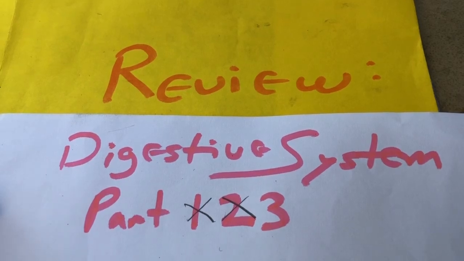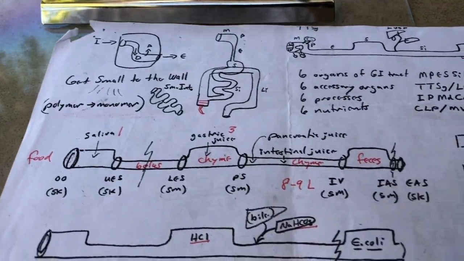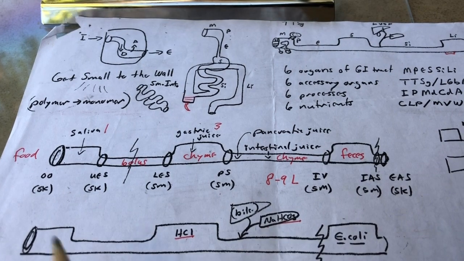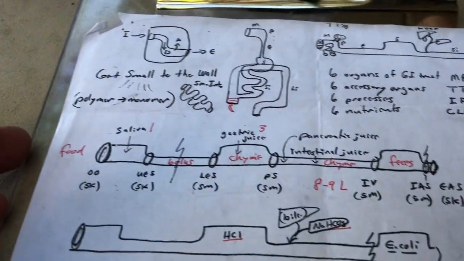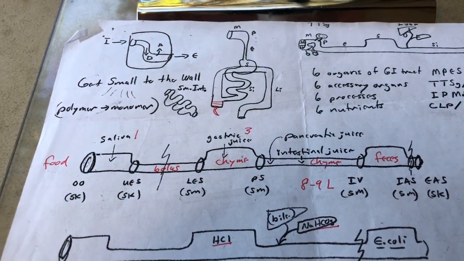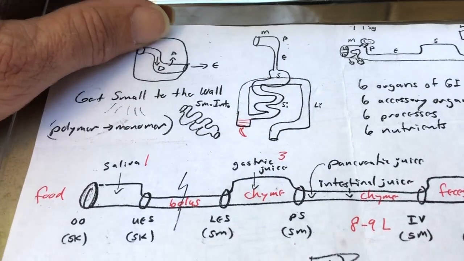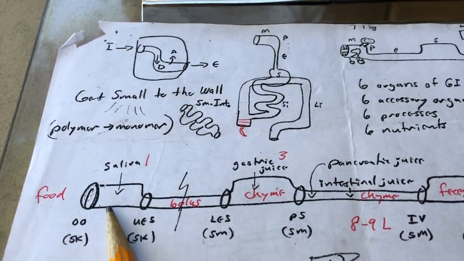Here we go again, a review over the digestive system, part 3. So, not a lesson, just a review of things we've talked about before. And let's just get started right here with the idea of what are the sphincters that are involved. The sphincters are involved in creating compartments where you can change the chemistry and control the digestion.